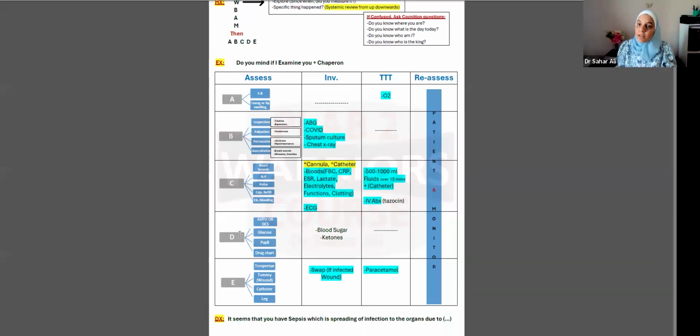D, the patient is alert, talking to you, check the glucose, I'll check your blood sugar, I'll shine some light in your eyes, okay, check the pupils, and if the patient has any drug chart on the trolley, check them if they are present, okay. In this case, the patient is just coming to the hospital, to the A&E, all right.